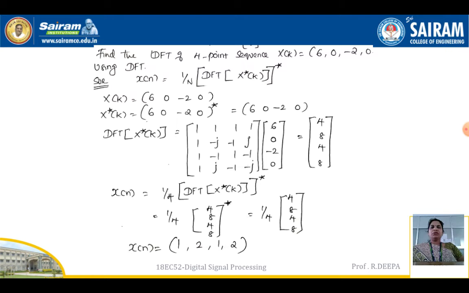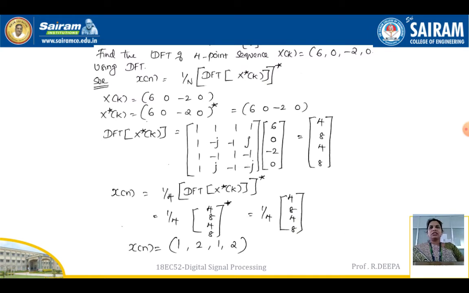In the next step you have to find the DFT of this X conjugate of k. You know how to find the DFT. Using the matrix method, I have calculated here the DFT of X conjugate of k. I am getting the values as 4, 8, 4, 0. As a next step, you have to take the conjugate of these DFT values. Taking the conjugate of 4, 8, 4, 0, again it remains the same. Why? Because again they are all real numbers.